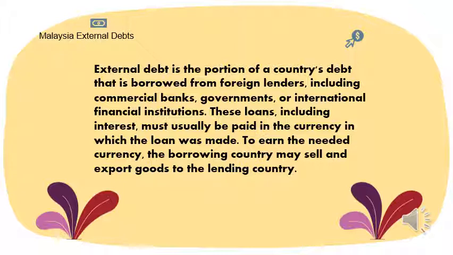External debt is a portion of a country's debt that is borrowed from foreign lenders, including commercial banks, governments, or international financial institutions. These loans include interest and must usually be paid in the currency in which the loan was made. To earn the needed currency, the borrowing country may sell and export goods to the lending country.